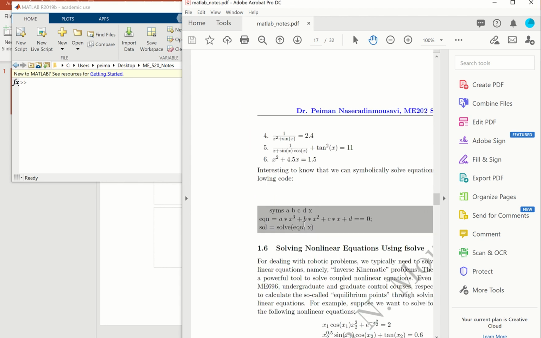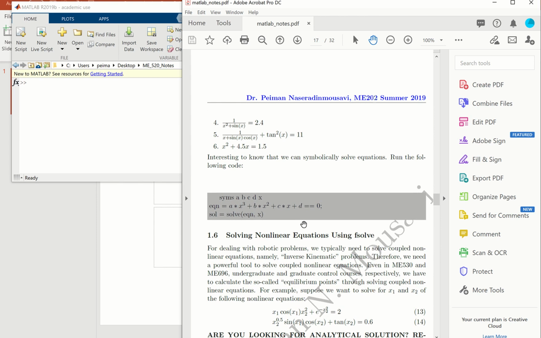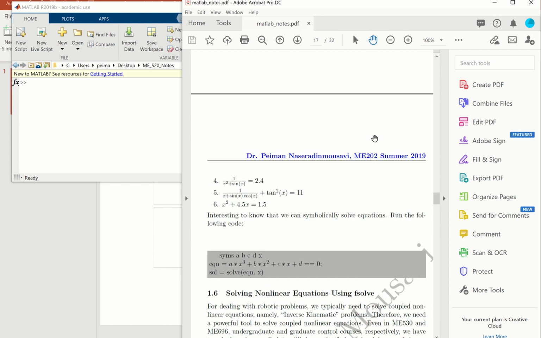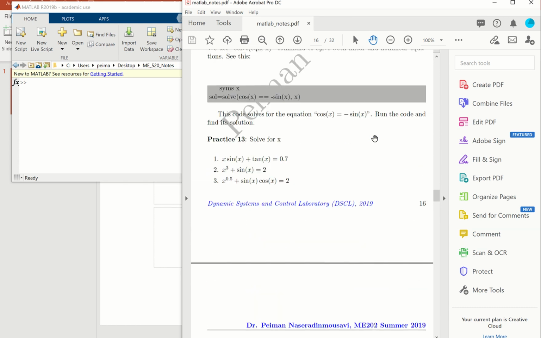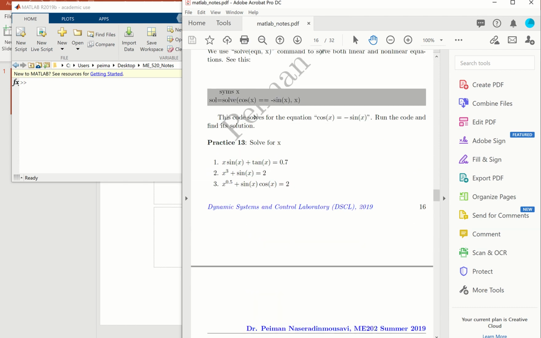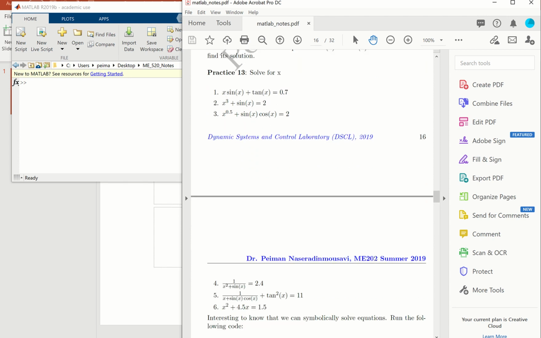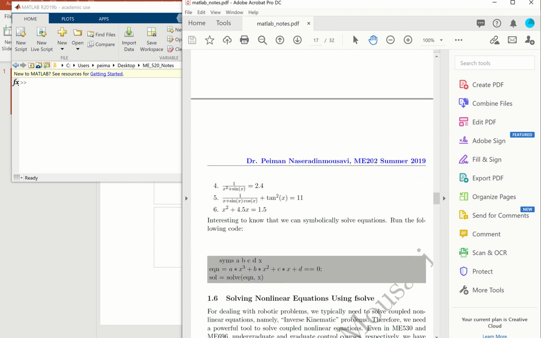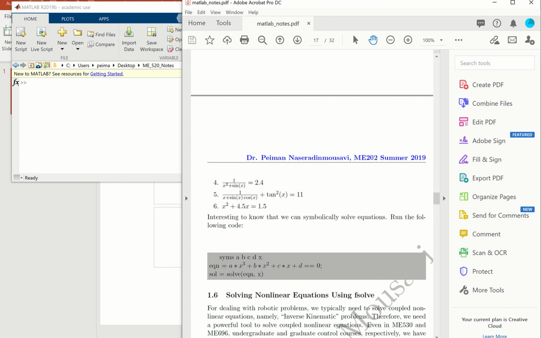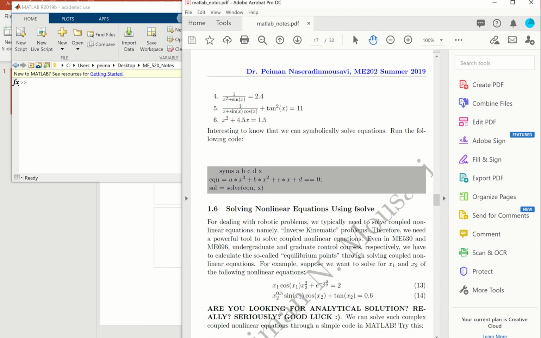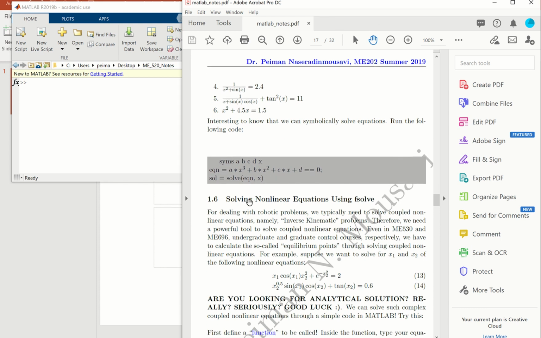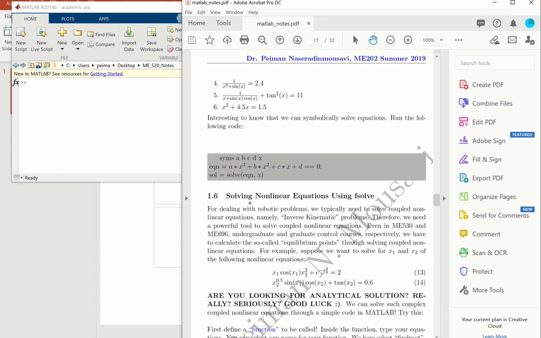Now, solving nonlinear equations using fsolve. In the previous class we used the solve command, as you can see here. In some cases it automatically shifts to VPA solve in MATLAB, and we saw that we can solve the equations symbolically. For dealing with robotic problems, we typically need to solve coupled nonlinear equations, namely inverse kinematic problems.